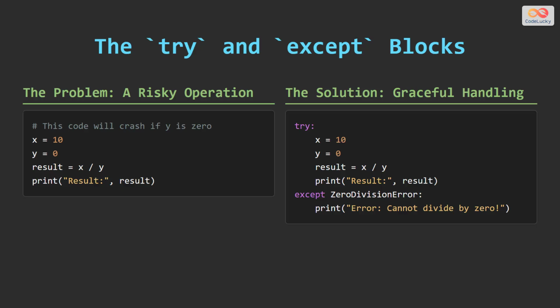To prevent our program from crashing, we use try and except. On the left, we have a piece of code that will definitely cause an error because we are trying to divide 10 by 0. Without any handling, the program stops. On the right, we see the solution. We place the risky code inside a try block. If an error occurs, the code inside the except block is executed, and the program continues running smoothly.